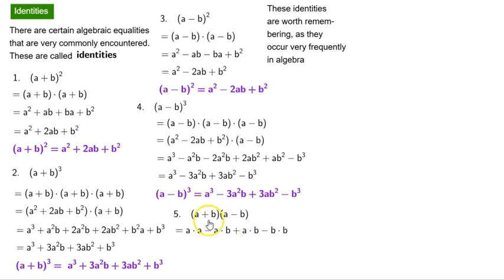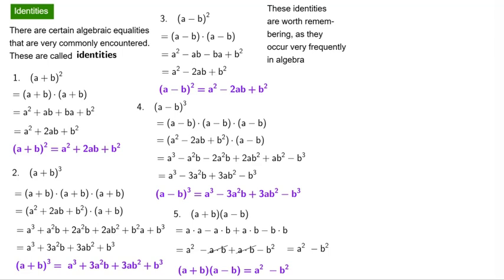A times A minus A times B plus B times A minus B times B. We get A square minus AB plus AB cancel out minus B square, which gives us A square minus B square. So our identity is A plus B times A minus B is equal to A square minus B square. This is also called the difference of squares.